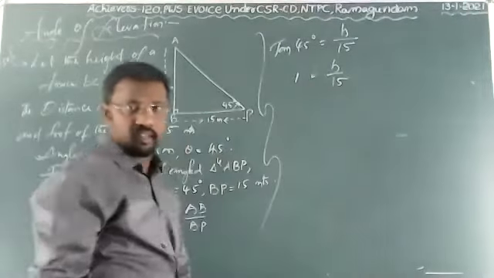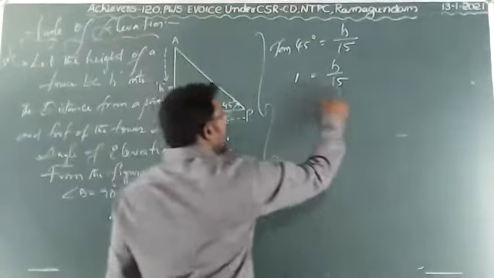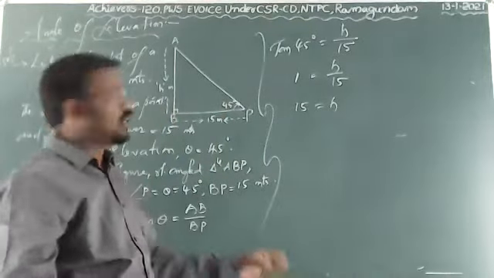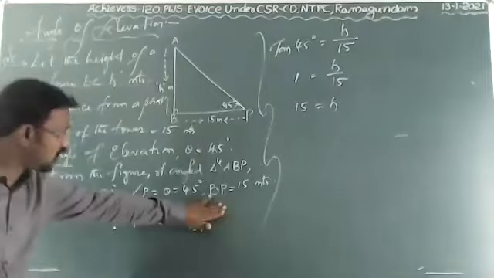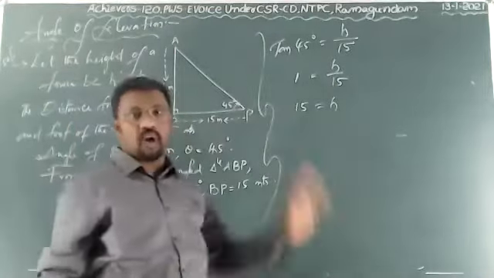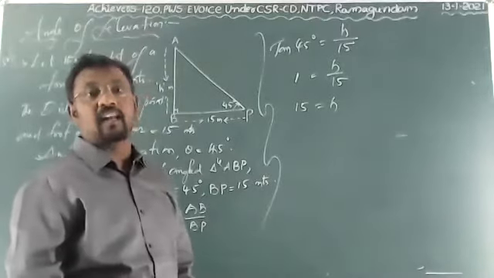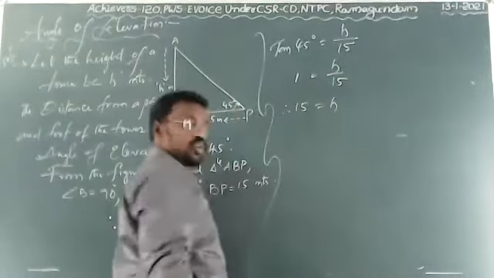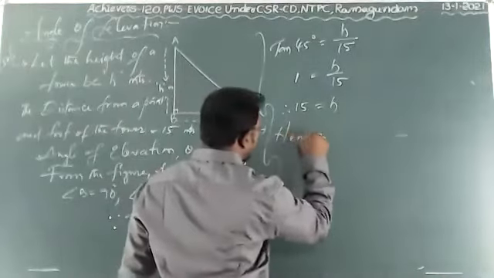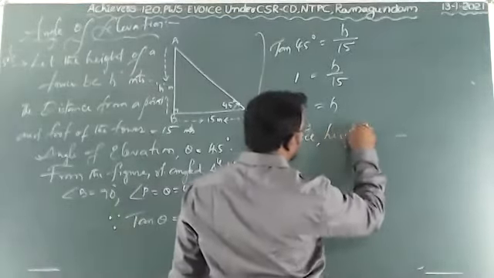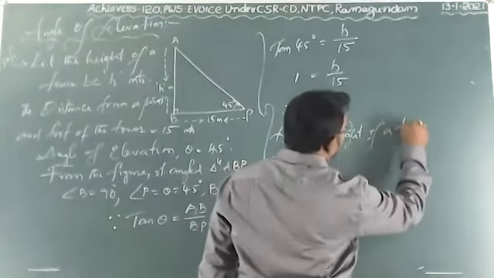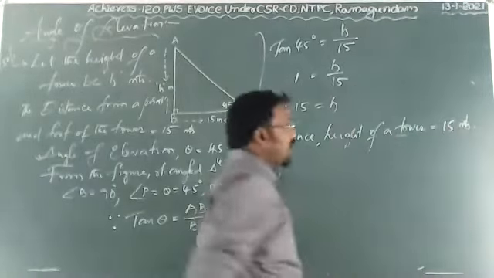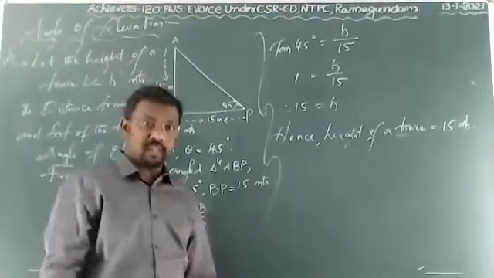Now do the related calculation. Cross multiplication: 1 into 15, 15 is equal to H. You got it directly, just multiply. The statements are very lengthy, but the calculation part you can complete within one or two steps. Therefore, hence, the height of the tower is 15 meter.